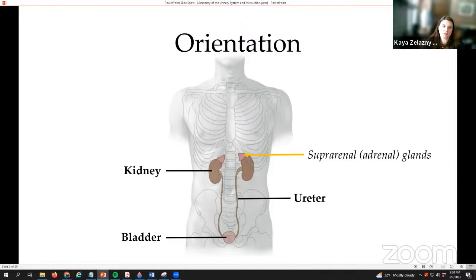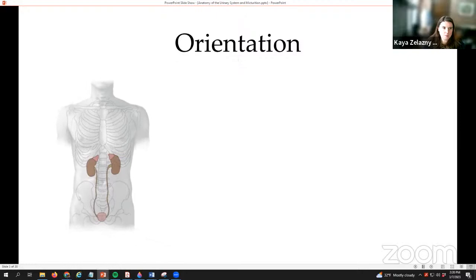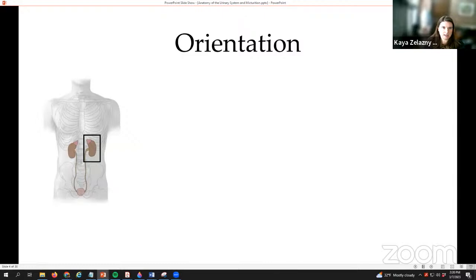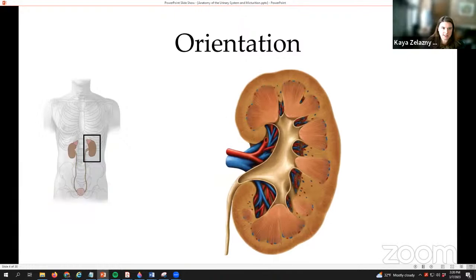Okay, so moving in a little bit. We're going to zoom in on a kidney, okay? So zooming in on a kidney, you're going to see a structure like this. So we sliced it in half. You can see the ureter coming down. You can see the blood flow going in. So you can see that it has this structure of tubes, pyramids, and a kind of outer shell.